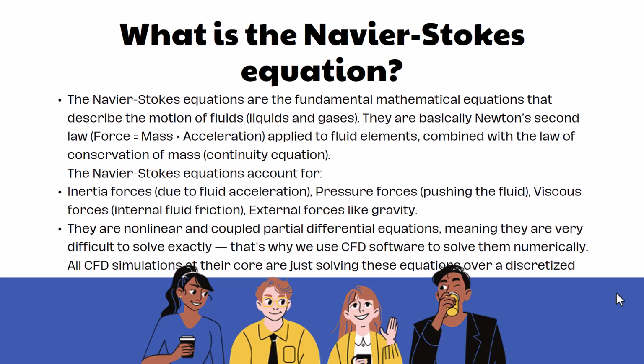Next question is, what is the Navier-Stokes equation? So the Navier-Stokes equation is what everything in CFD is based on, we can say. It is a mathematical equation which describes fluid motion. It is based on Newton's second law applied to fluid elements and combined with the law of conservation of mass. So there are basically three laws: conservation of mass, conservation of momentum, and conservation of energy. Combine all these three laws and you get the Navier-Stokes equation.